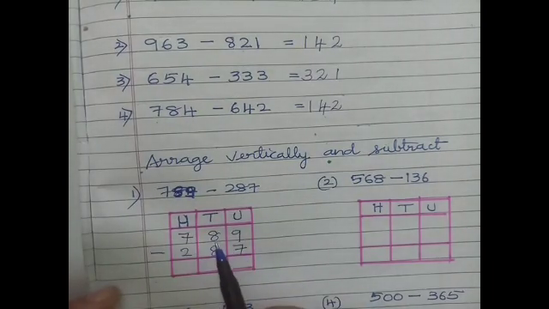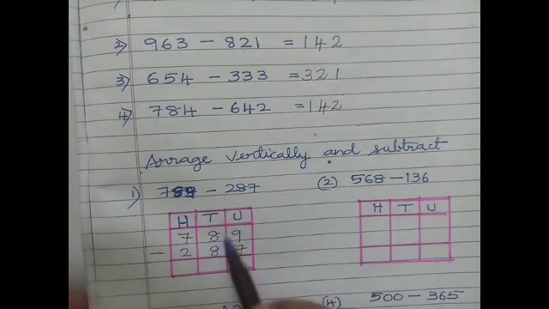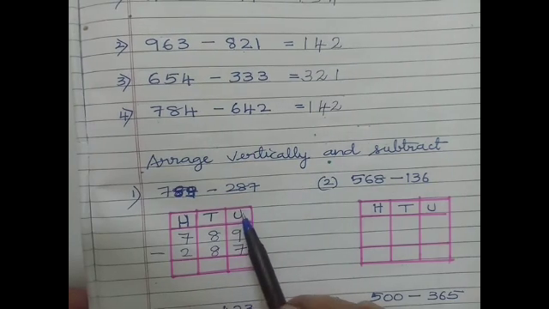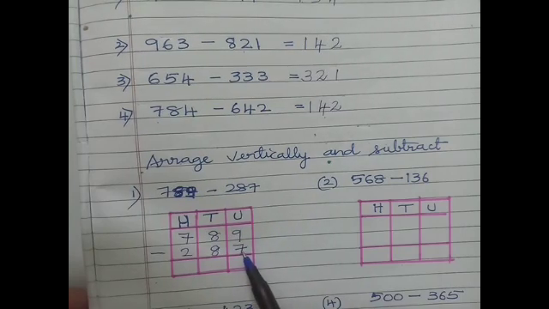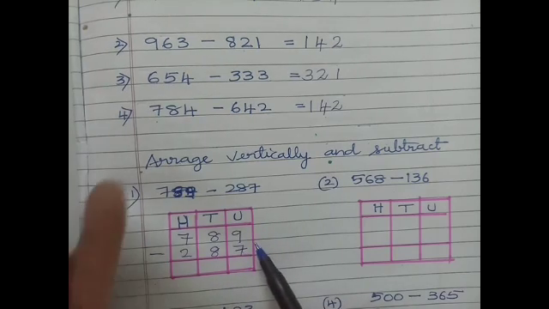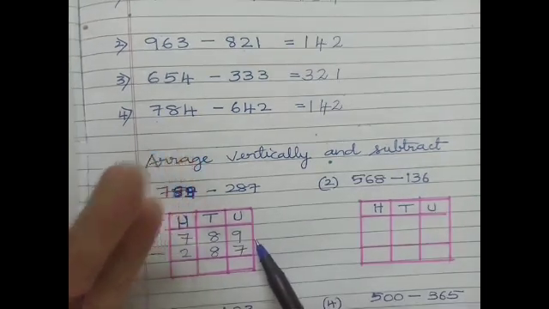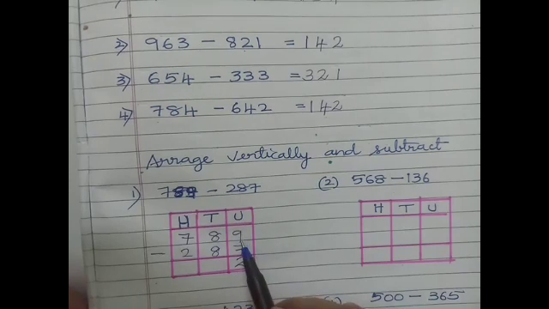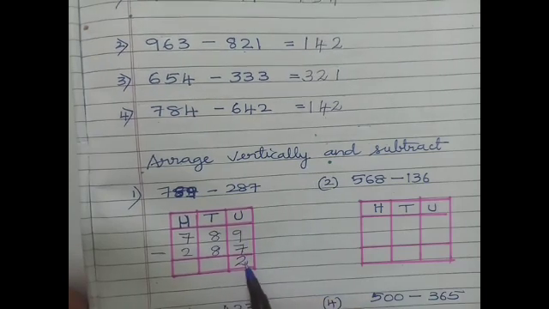So this way you have to arrange the number in the vertical arrangement. Now in the units place you have 9 minus 7. So how much are you adding to 7 to get 9? After 7, 8, 9, you are adding 2. So 9 minus 7 is 2.